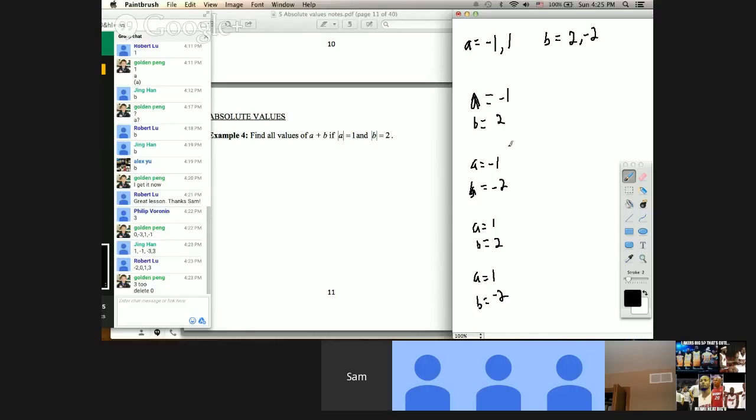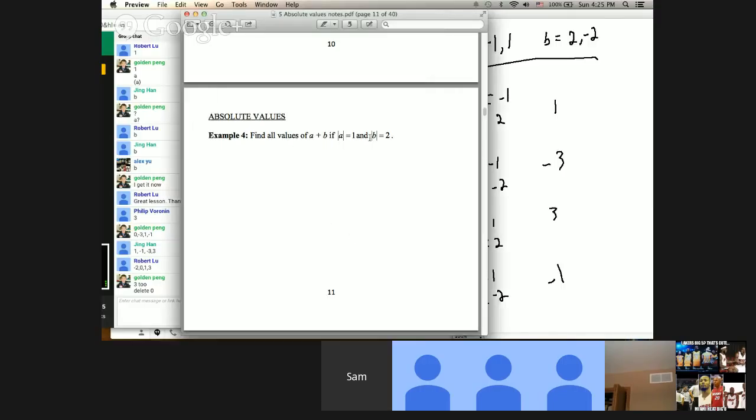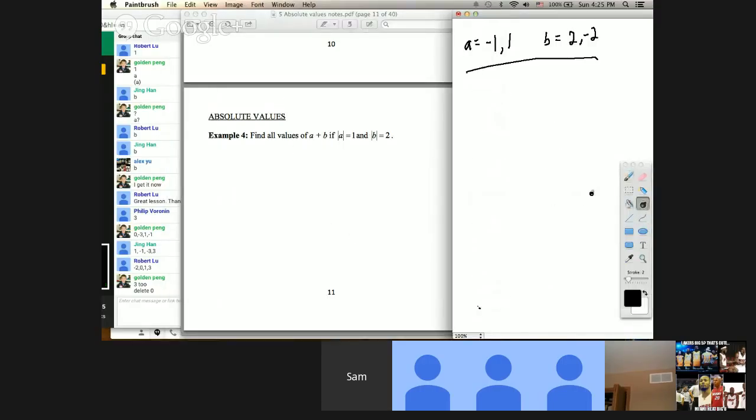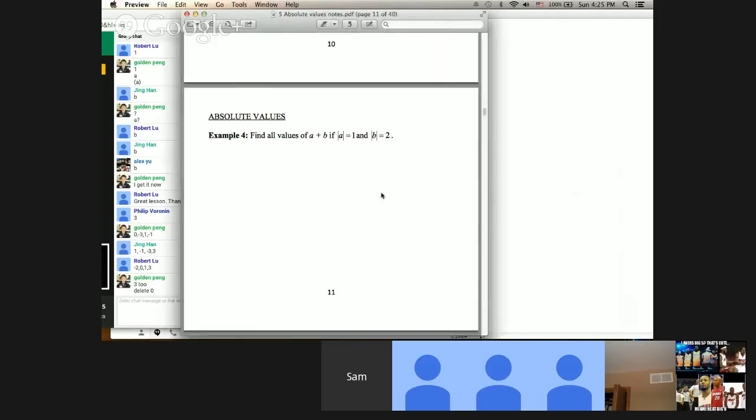There are so few cases that it's easier to list them out and then add them up. So adding them up, that equals 1, -3, 3, and then -1. So just list out what A and B can be, do the cases, and then you get four answers. You have to be careful because it asks for all values and not just one. Okay.